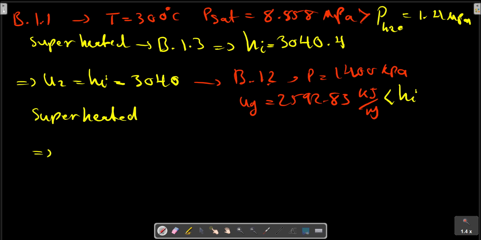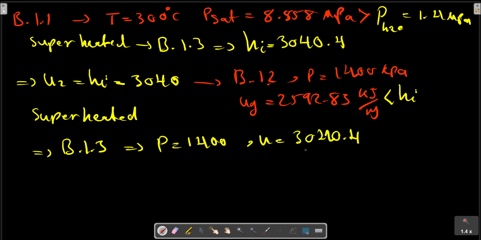Now we can use table B13 for the pressure, and u equals to this value. The approximate temperature can be calculated with interpolation, in degrees Centigrade.